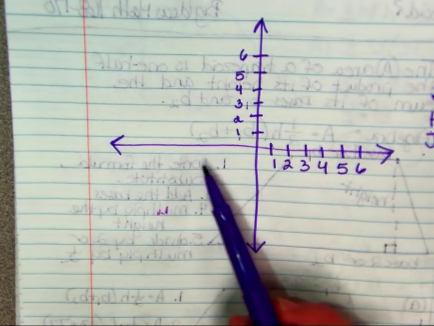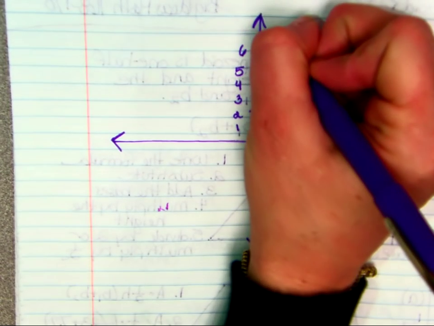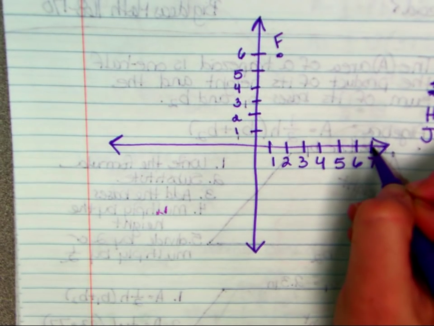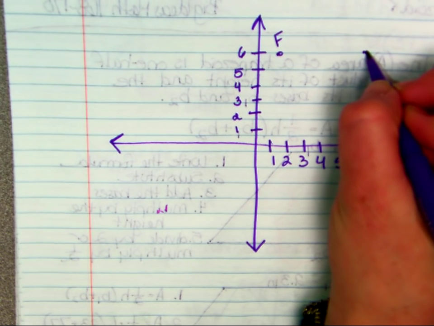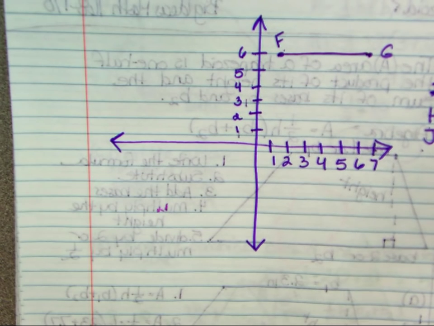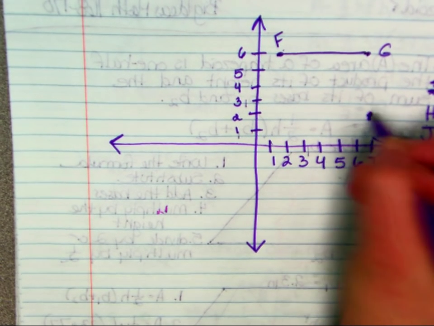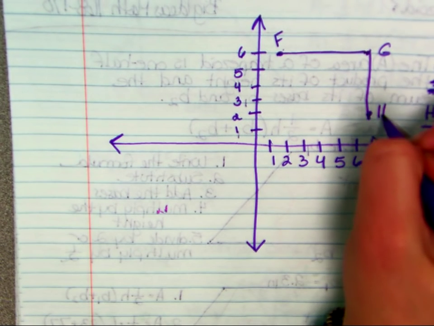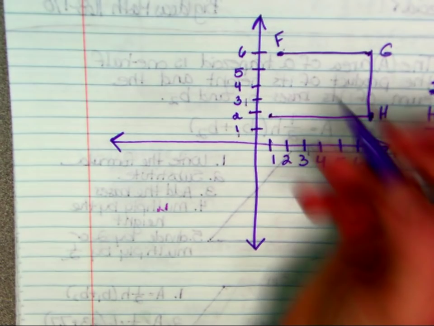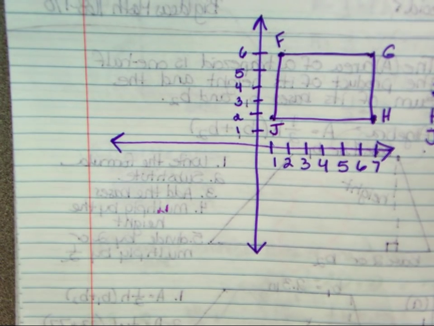So let's go over and locate it. 1, 6. Remember, I go over and then up. This is F. Over to 7, up to 6. This is G. Connect. H, over to 7, up to 2. And J, over to 1, up to 2. Okay, so now I've got my picture drawn.